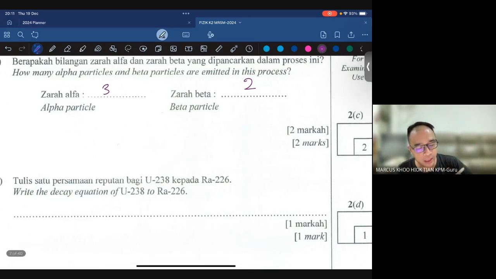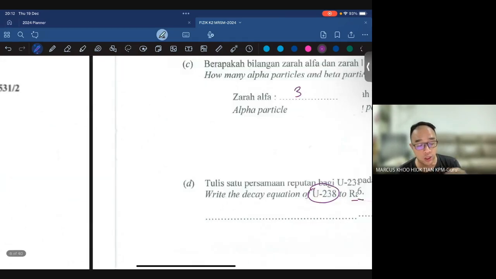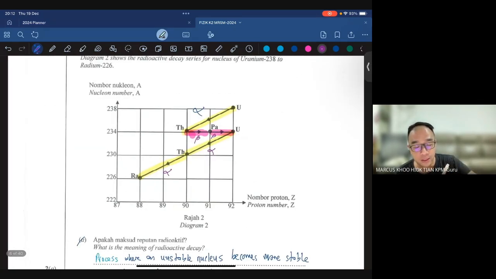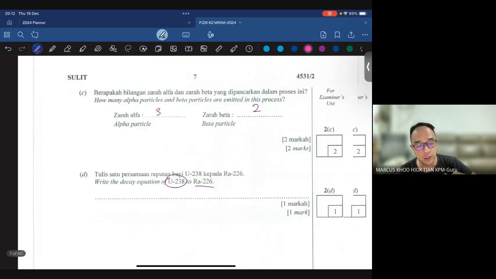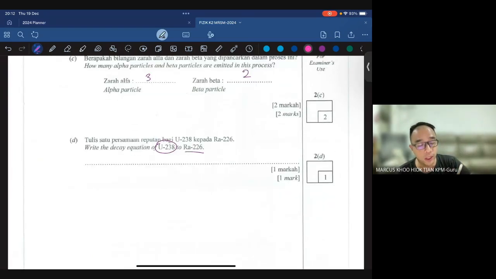Okay, write the decay equation of uranium-238 to radium-226. So we need to understand this. It starts from uranium-238 and it ends with radon-226. How does it become like that? It releases 3 alpha, 2 beta. Okay, so let's start with the uranium-238, and you should write the 92 also.